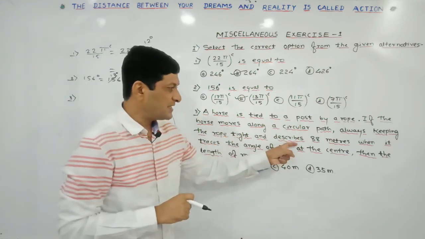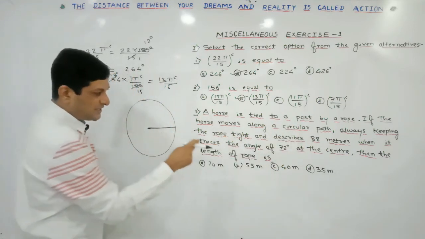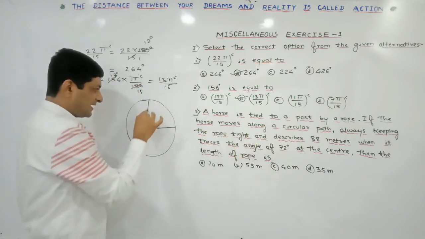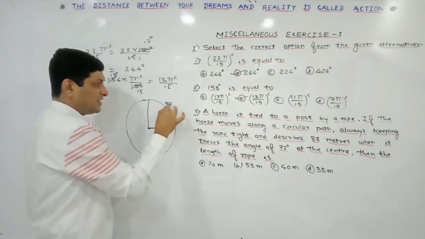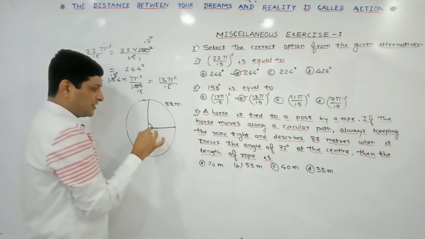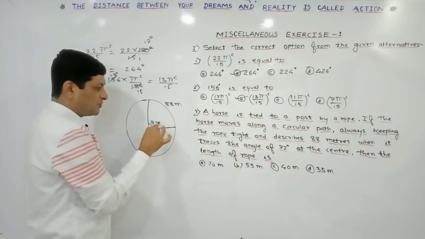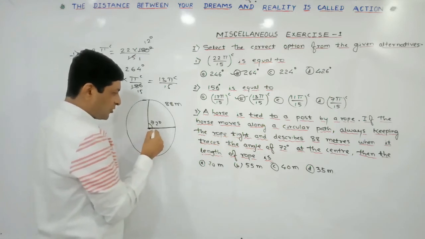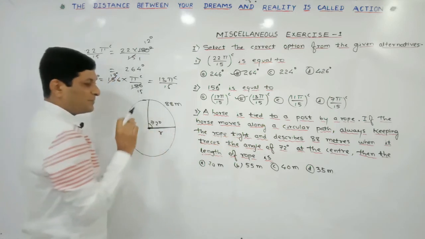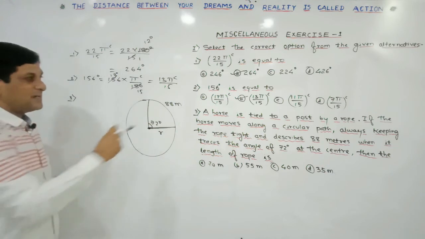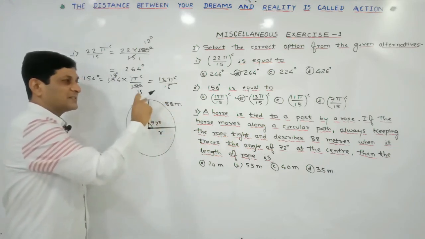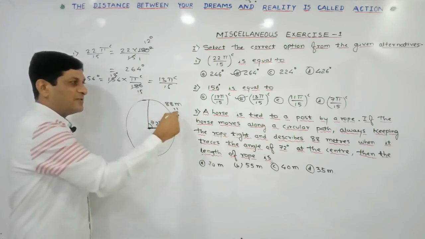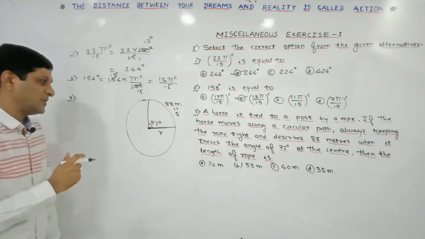Now the question is, it describes 88 meter when it traces an angle of 72 degree. So let us suppose that it traces a distance of 88 meter, and at that time it includes an angle of 72 degree at the center. Using this condition we have to find the length of the rope. Length of rope is nothing but the radius, so in short we have to find the radius. Here the distance traced by this horse is nothing but the length of arc, which means this is the value of S, and here theta is also given to us.